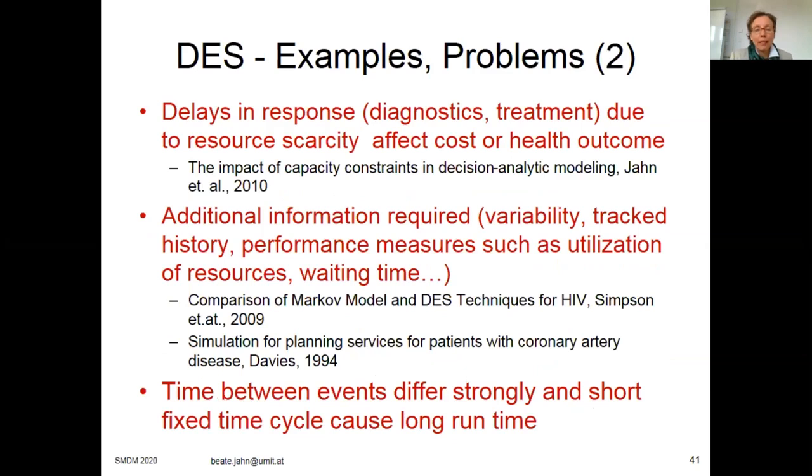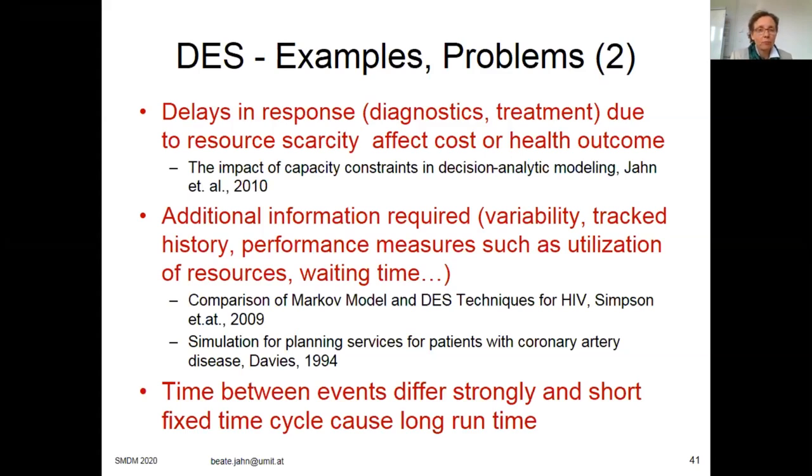When we have delays in response, so when we have delays due to diagnostics and then the treatment would potentially not be delivered in time, and as an effect of these delays we would see an impact on the health status of the people, or it may also cause additional costs. And if this is the case, you would also need to think about the application of a discrete event simulation.